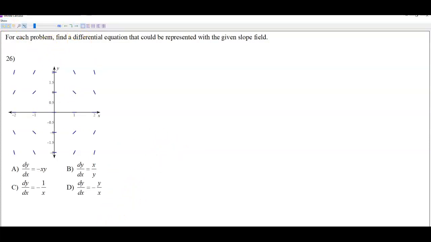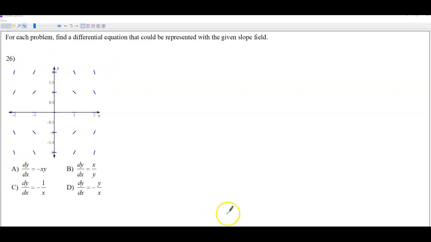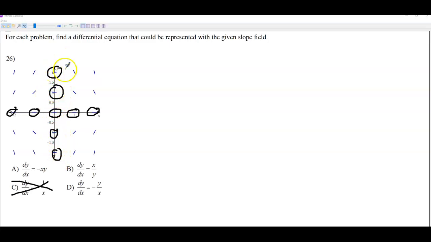Let's go ahead and take a look at number 26 here. So I don't see any parallels in the row, and I don't see any parallels in the column. And that means that our equation has to have an x and a y. So we can rule this out. Next, we want to look for our zero slopes. Now I can see it this time. I do see zero slopes here. So it looks like anytime x is 0, we have a flat slope. But also here, anytime y is 0, we have a slope. So for these points, y equals 0, and for these points, x equals 0. And for both of them, we get 0.